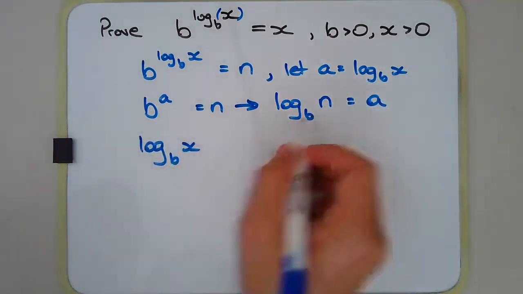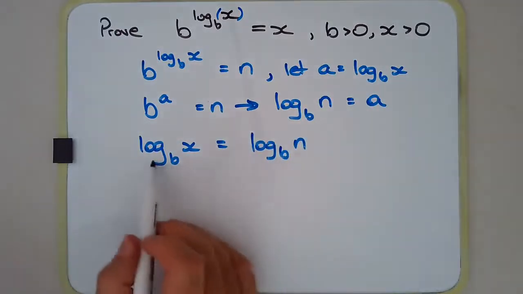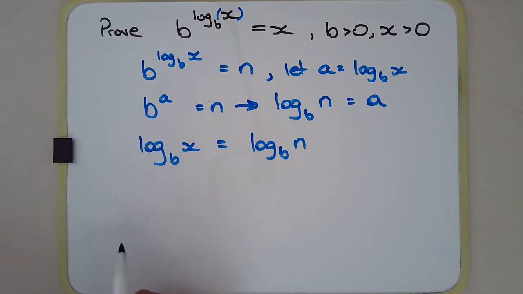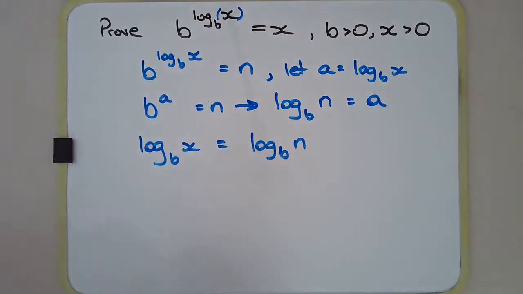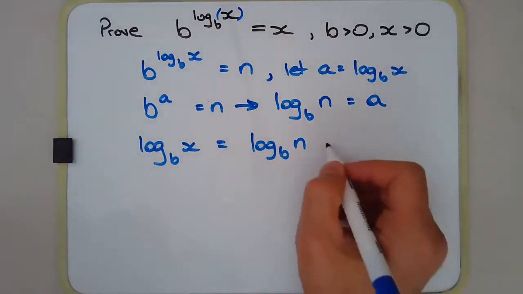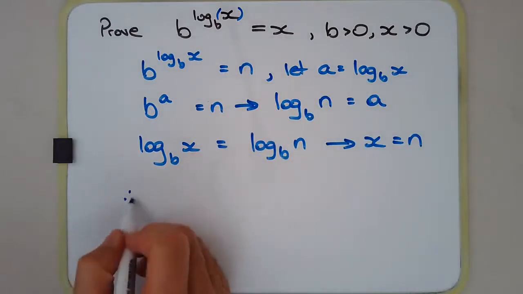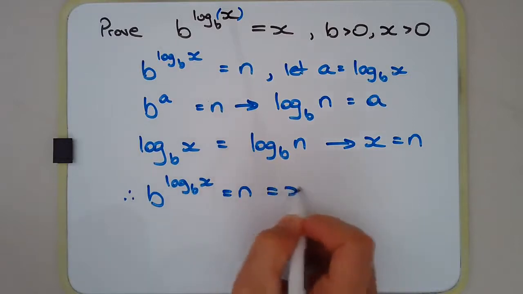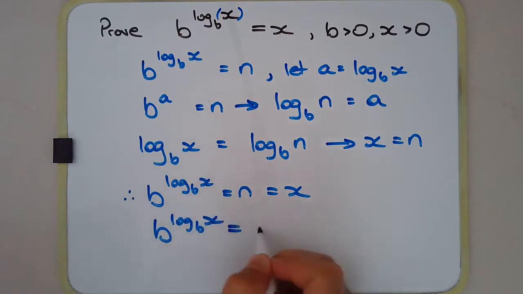Log base b of x must equal log base b of n. So if the log of the same base of x equals log of base b and n, what can you say then about x and n? Okay, it's the same log. Okay, that means then that the x and the n must be identical. Okay, x must equal n. So therefore, b to the log base b of x equals n, which equals x. Okay, so b to the power of log base b of x is equal to x.